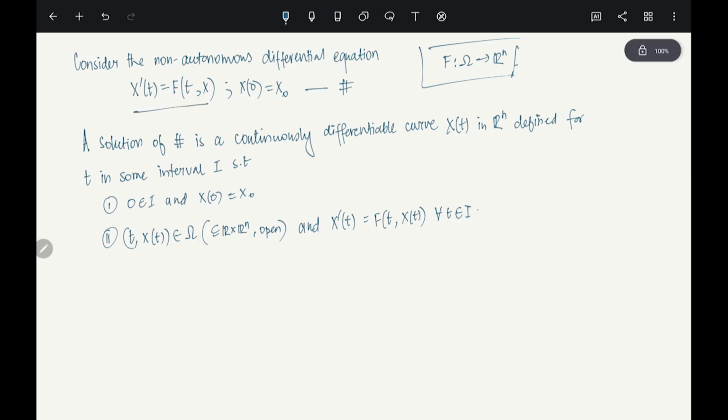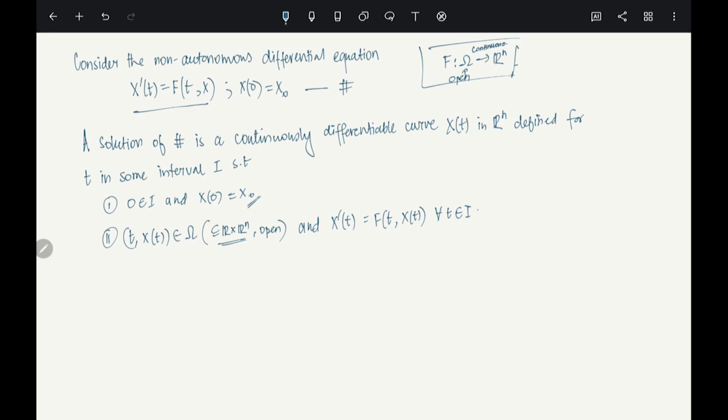What is the requirement on f? You see this t is varying in R, so basically in some interval in R. So we can think of it as R. So f is defined on omega, which is a subset of R cross Rn, an open subset of course. And we will also assume that it is continuous. So it means that it is continuous with respect to both the variables, the t variable and the x variable. Clear?